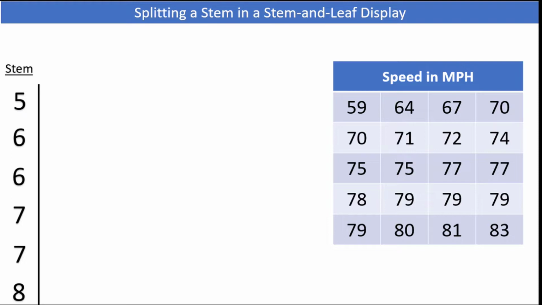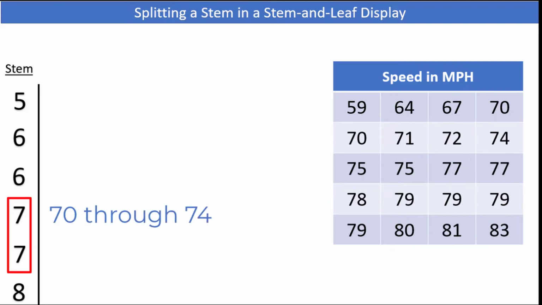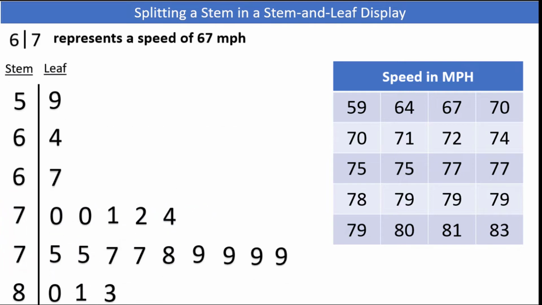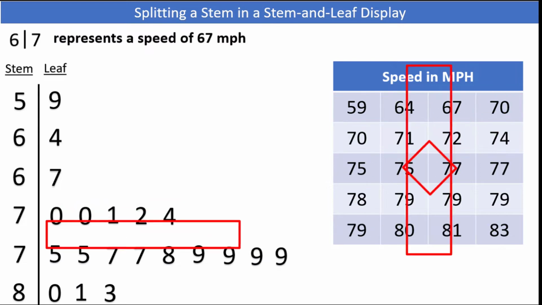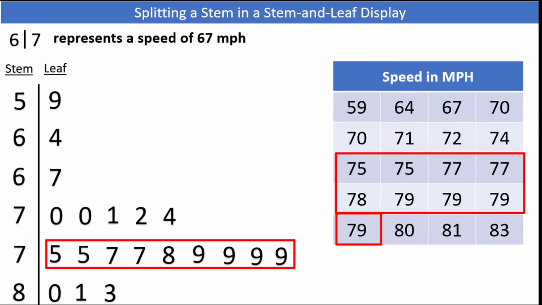Typically, a stem is split so that the ones place values 0 through 4 are listed on the first line, and the ones place values 5 through 9 are listed on the second line. Here is what the rest of our stem and leaf display would look like with the split stems. The observations ranging from 70 to 74 are listed on the first 70 stem, and the observations ranging from 75 to 79 are listed on the second 70 stem.